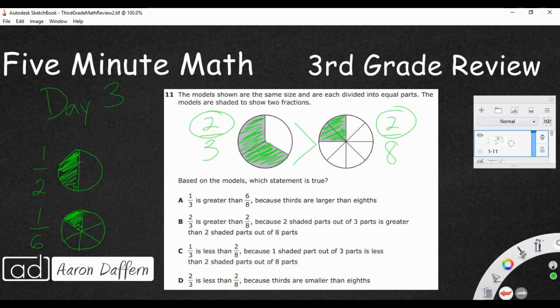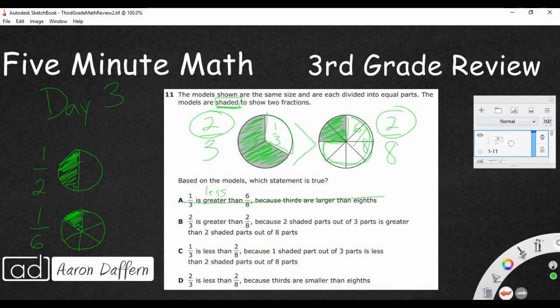So let's use what we know here to answer these questions. Which statement is true? 1/3 is greater than 6/8. Well, we've got a problem here, because what they're dealing with is 1/3. They're looking at the non-shaded parts, and we are looking at the shaded parts. So we're just going to get rid of that. And even if we were looking at that, this 1/3 is not greater than the 6/8. Look how big that 6/8 is. It would be the opposite. It'd be less than.